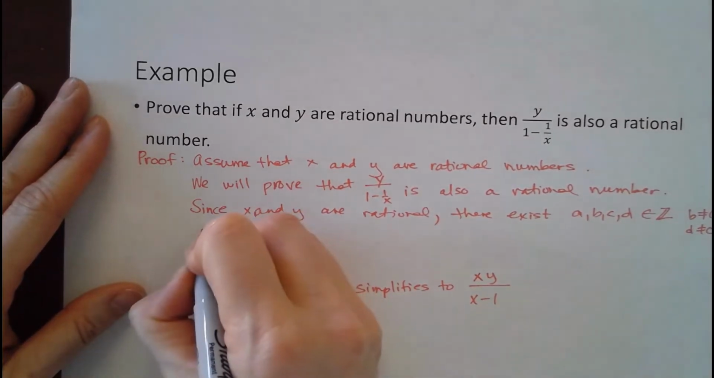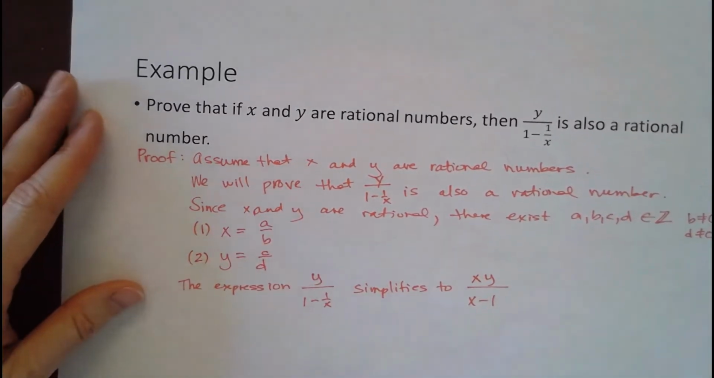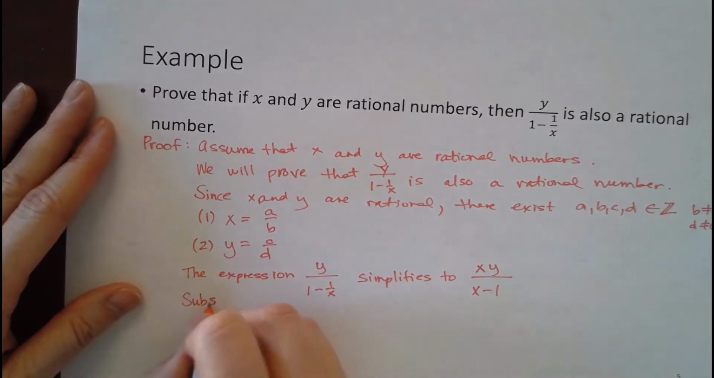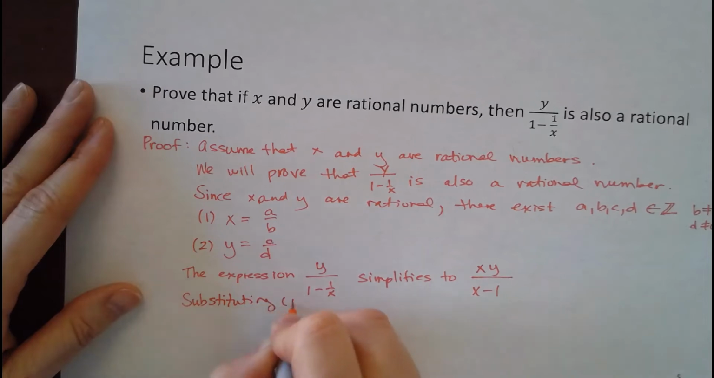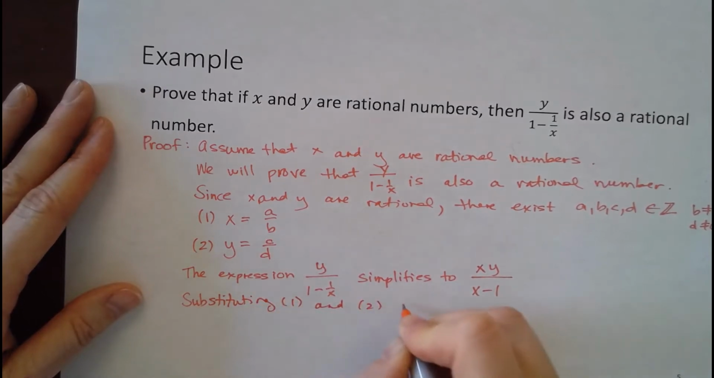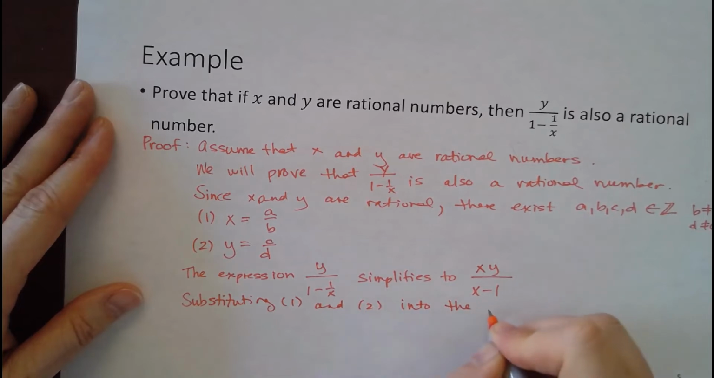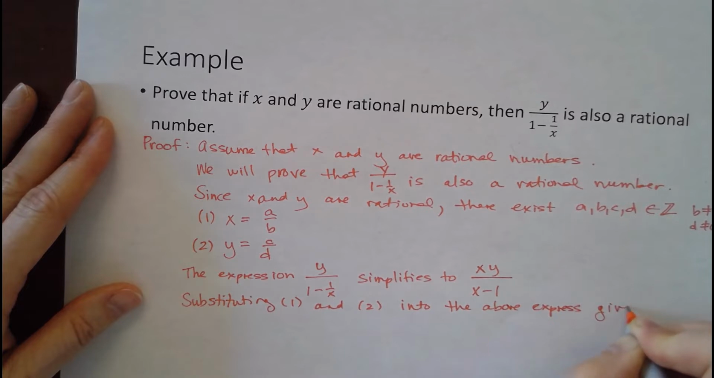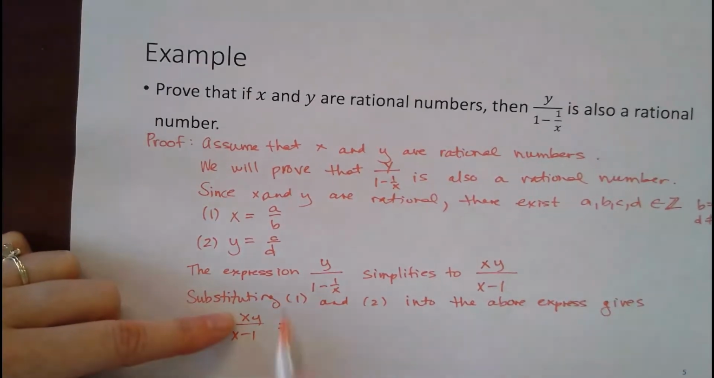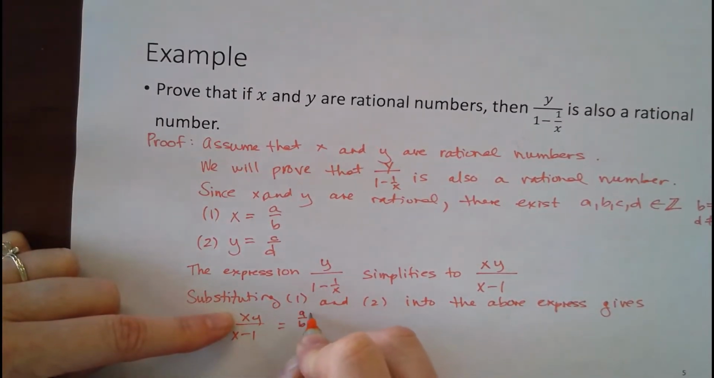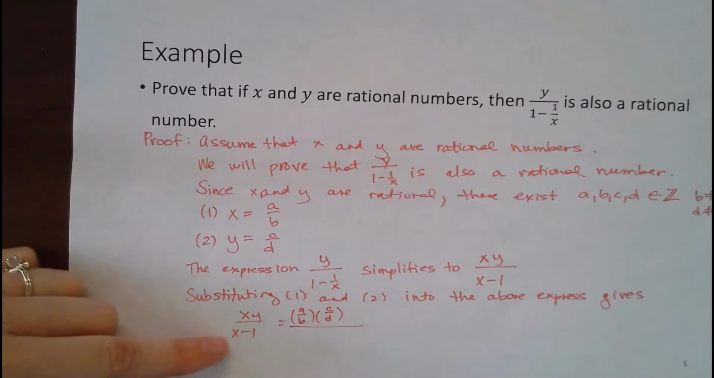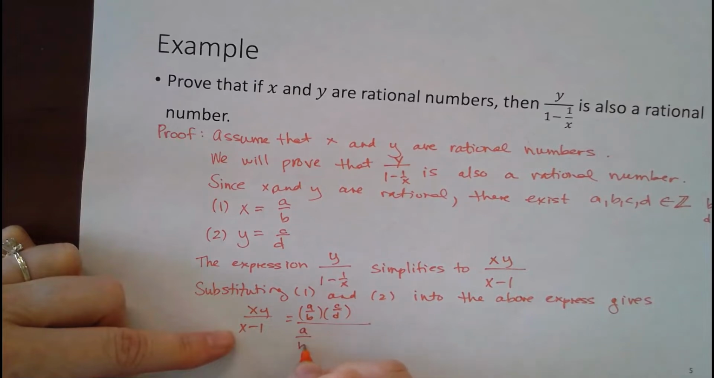All right, so I'm going to label this 1 and this 2. So that substituting 1 and 2 into the above expression gives that this is equal to, all right, so x is a over b, y is c over d, x is still a over b minus 1.